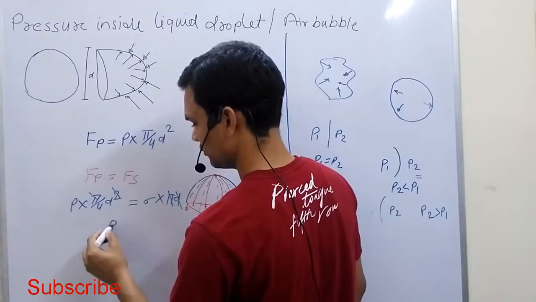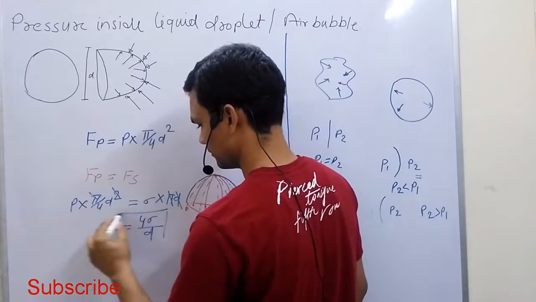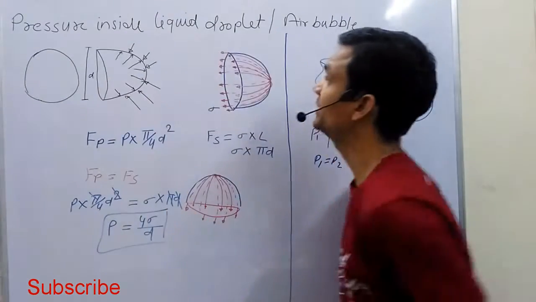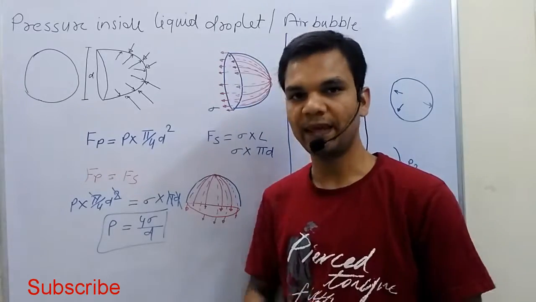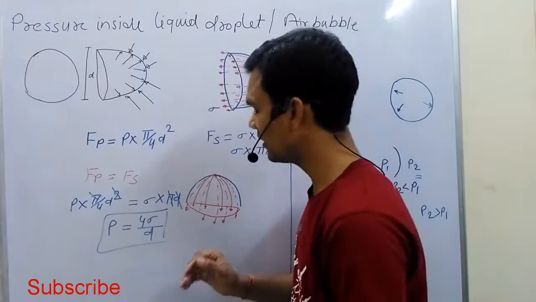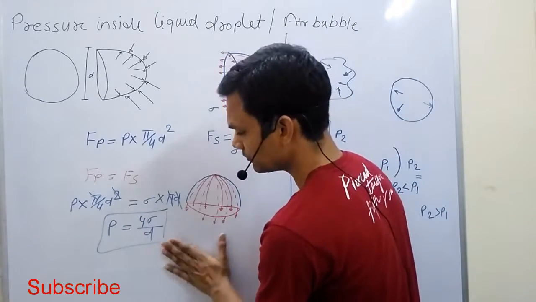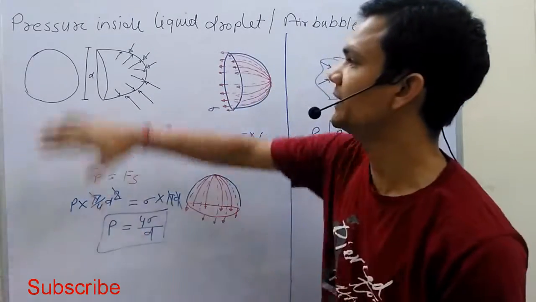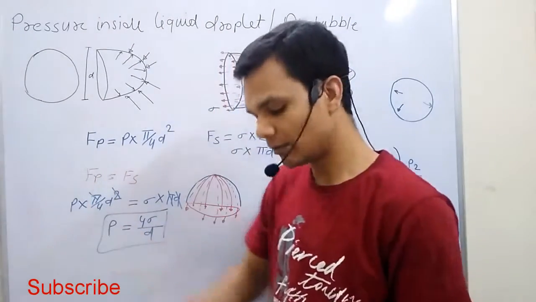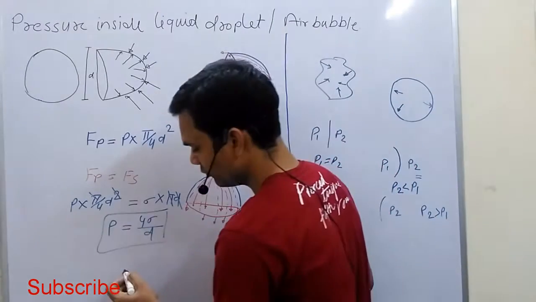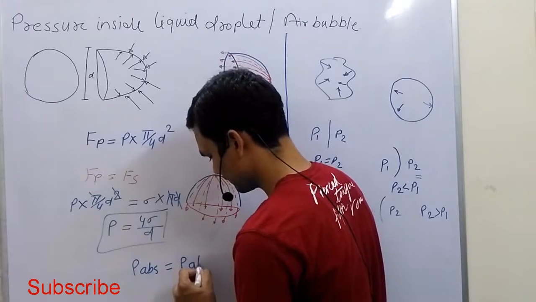So the pressure is equal to 4 sigma by d. Now this is the pressure inside a liquid droplet, because in a liquid droplet one side is air and the other side is water. But remember this pressure is above atmospheric pressure. If we have to calculate absolute pressure, then the formula is like this.